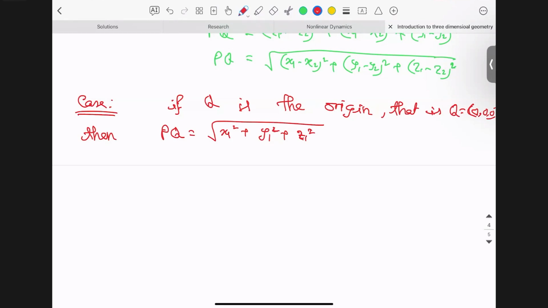Okay. So whenever you are asked to find the distance of a point from the origin, you can just do the square root of this. You can just take the square of each coordinate and take the square root. That will give you the distance from the origin. Because x2, y2, z2 was 0, you can use the formula directly and get this. That is the case.